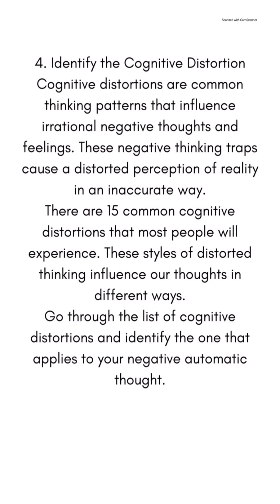4. Identify the cognitive distortion. Cognitive distortions are common thinking patterns that influence irrational negative thoughts and feelings. These negative thinking traps cause a distorted perception of reality in an inaccurate way. There are 15 common cognitive distortions that most people will experience. These styles of distorted thinking influence our thoughts in different ways. Go through the list of cognitive distortions and identify the one that applies to your negative automatic thought.